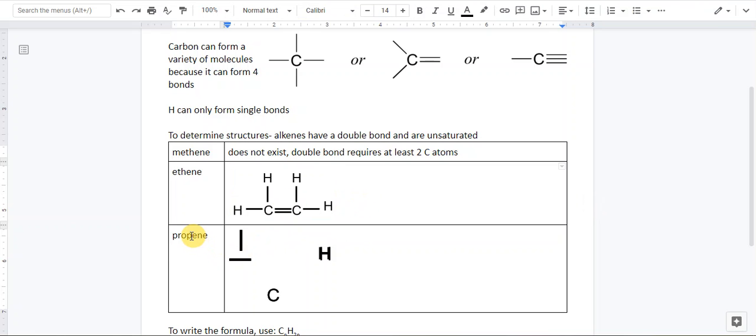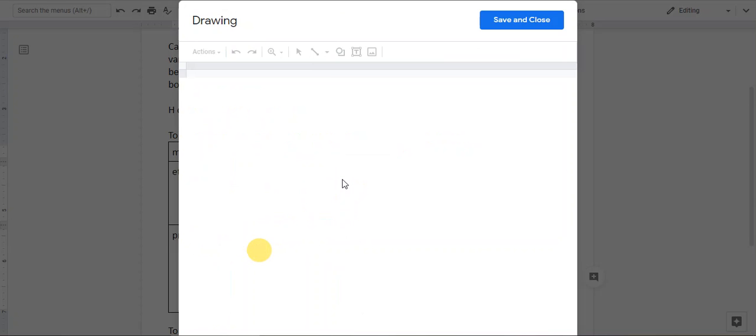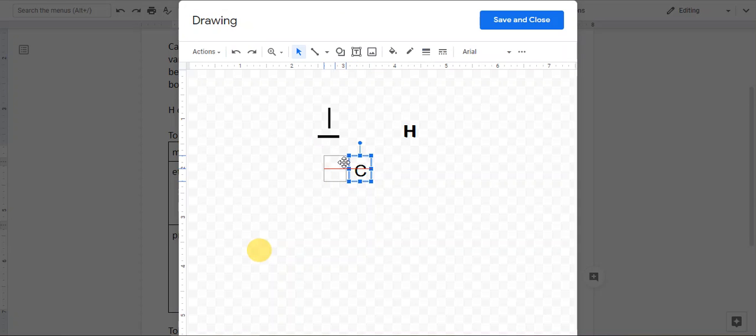Let's try that for propene. Remember, prop, the prefix is 3. So let's build this with 3 carbons now. And the ene ending tells me that somewhere, and it doesn't matter where, I could put it between these carbons or I could put it between the other ones, that's fine. I have to have a double bond somewhere though.